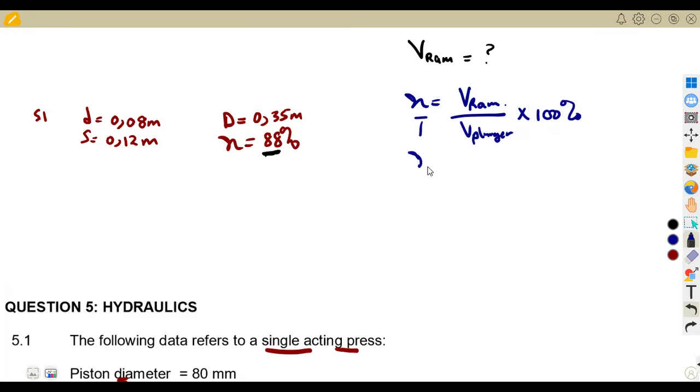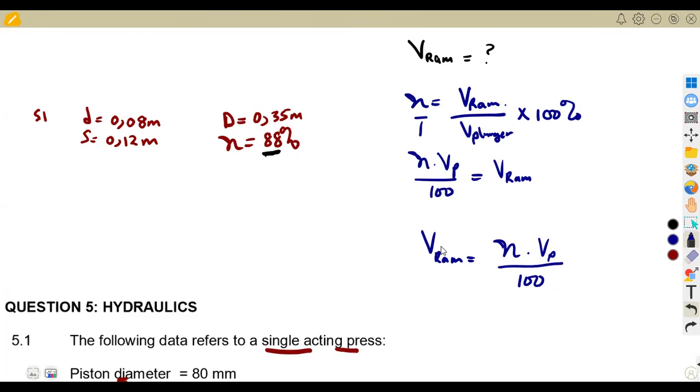So it's going to be efficiency times VP, for V plunger. Then we divide by 100, and that is equal to VRAM. All right, that is the volume on the ram, which is the actual volume. That is our actual volume, equal to the efficiency times VP over 100%. So that is what you're going to have.